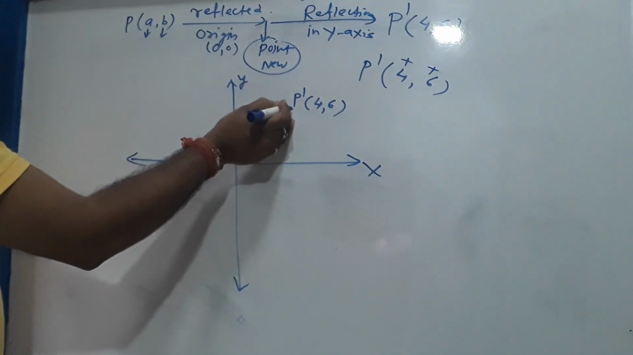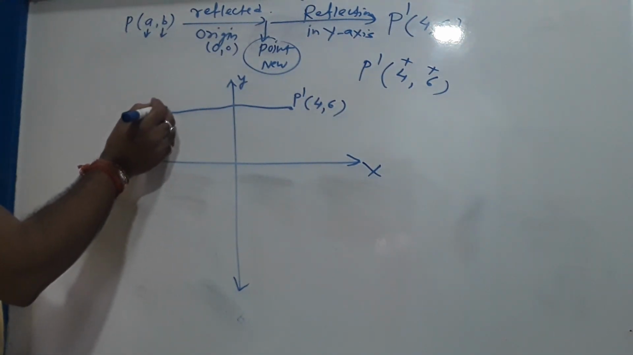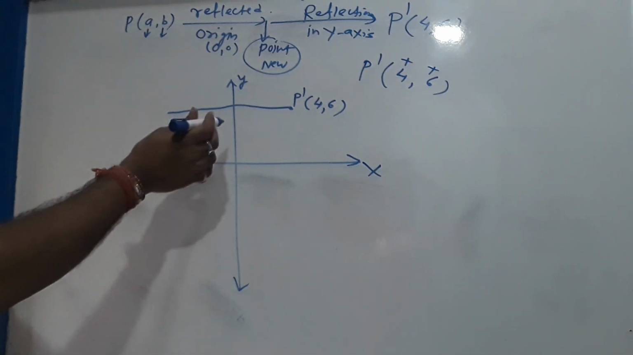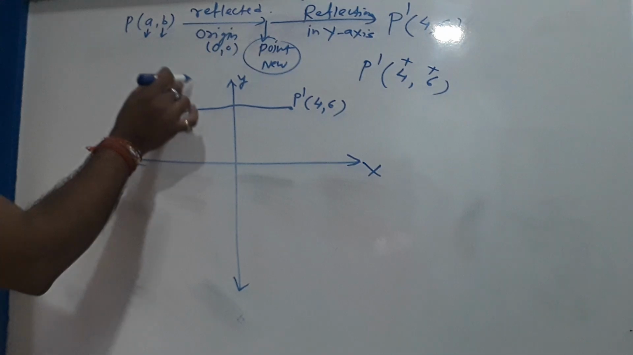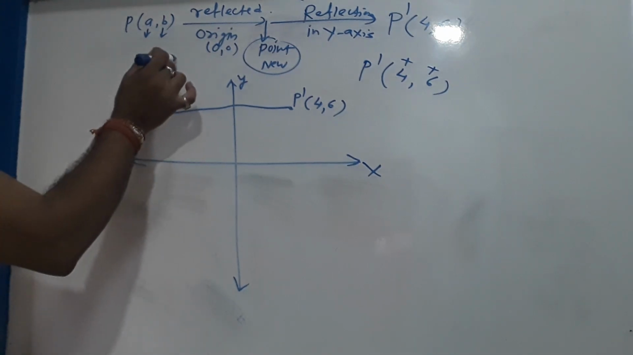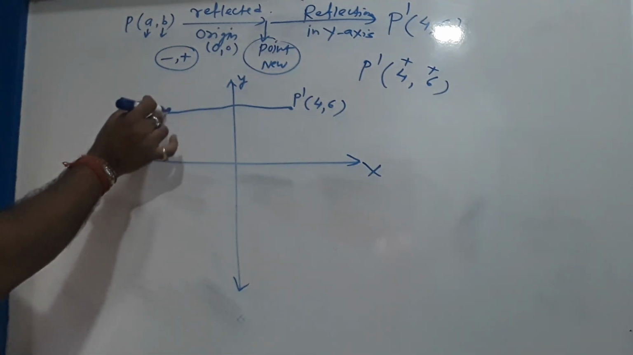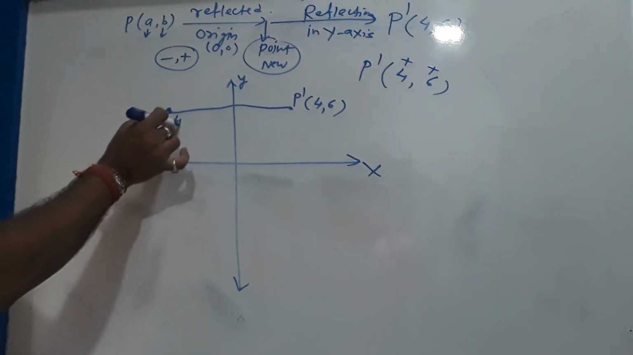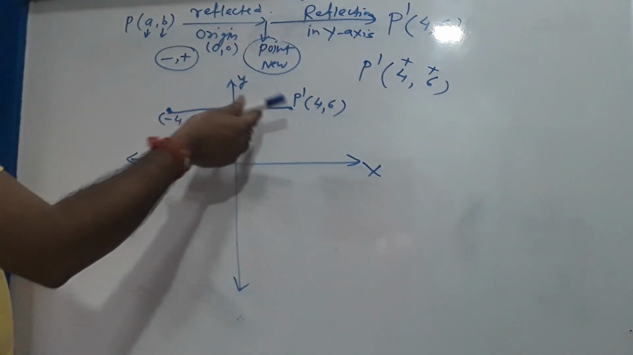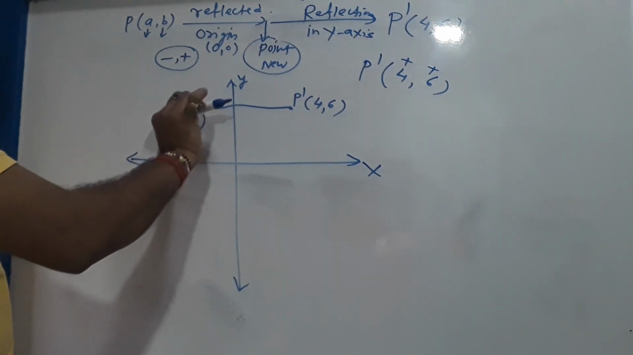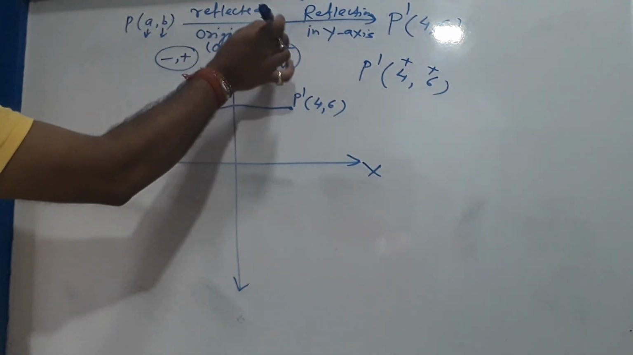So we take the reflection of this in the y axis, and we get a new point. Now where is this point? It is in the second quadrant. In the second quadrant x is negative and y is positive. So what will this point be? X negative, minus 4, and y positive, 6. So when we take the reflection of the point minus 4, 6, we get P dash.